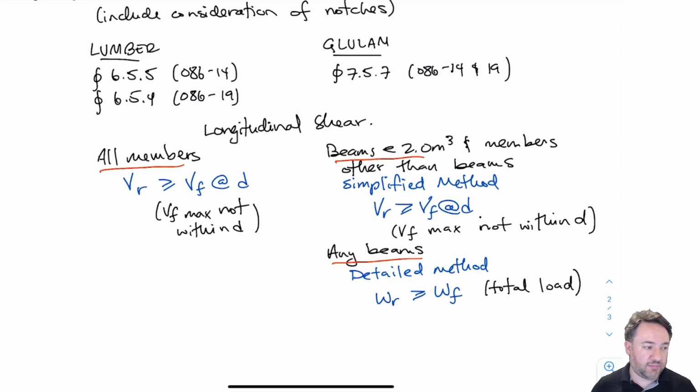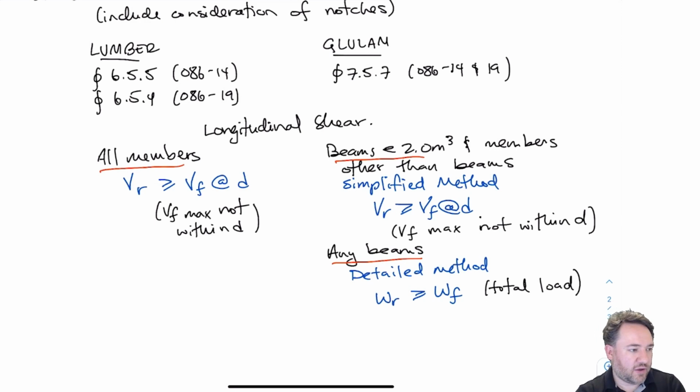Now, for many cases, the shear increases as it goes towards the support. So that means that, you know, VF at D is likely the largest one. But if the VF is greater somewhere else within the beam, that is the VF that I'll check VR against. It just means that for the shear that's within D, I don't have to check it.